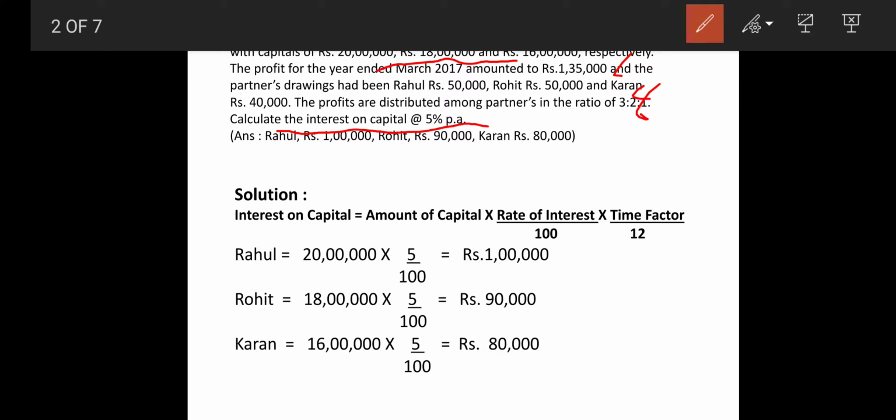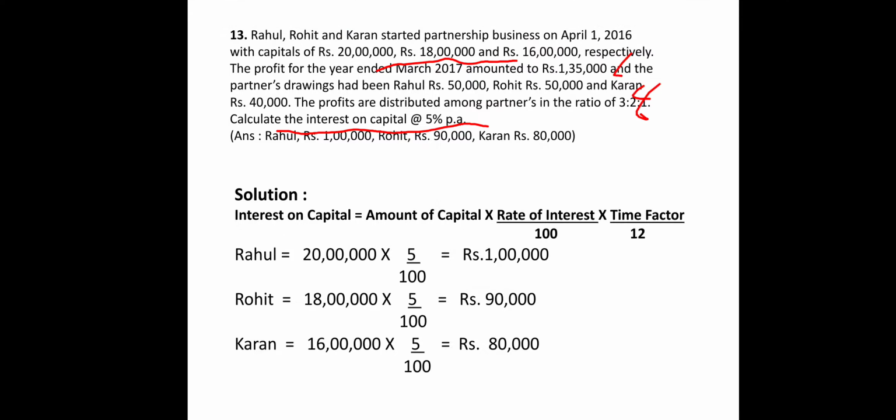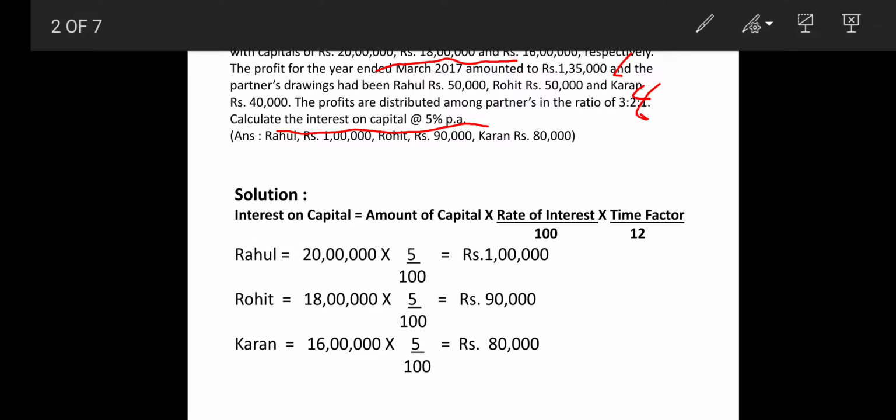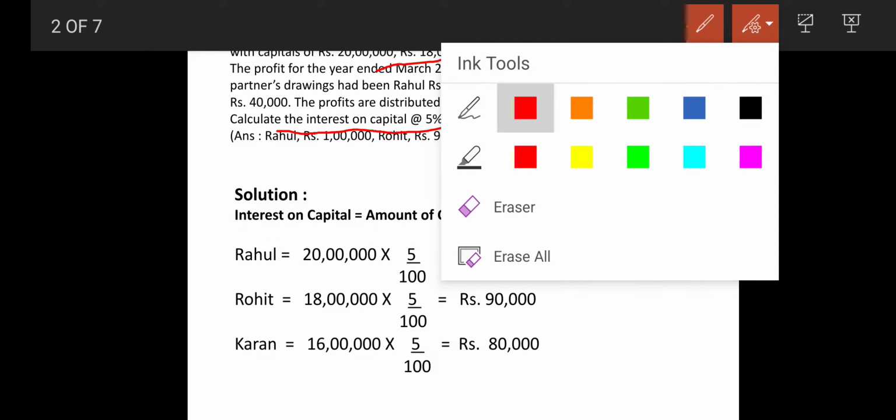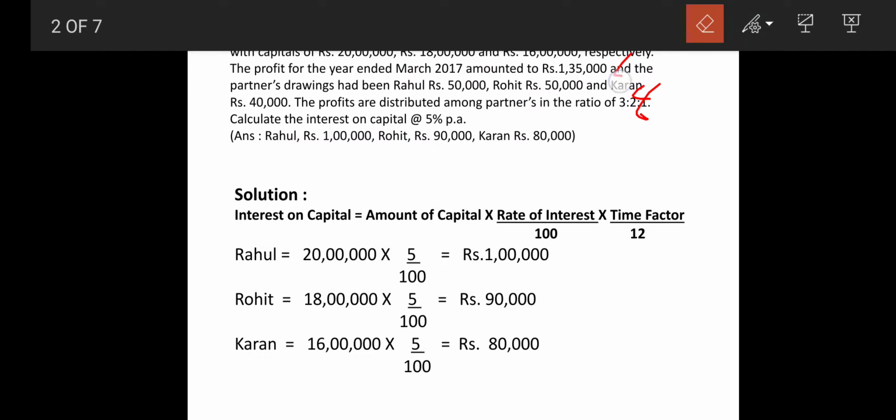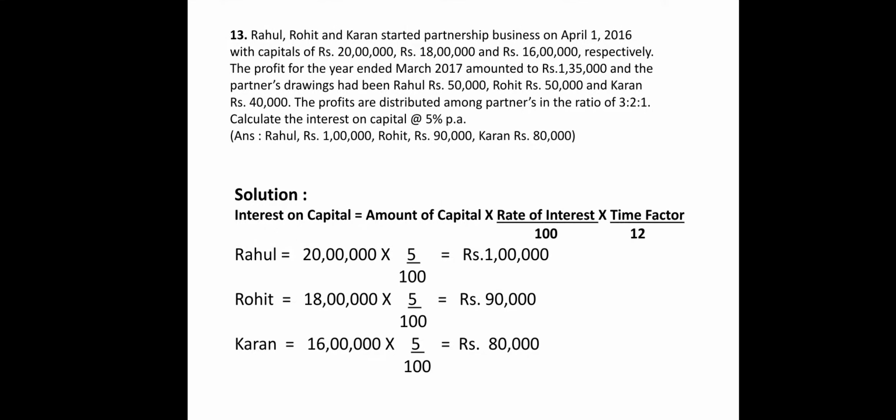When we are finding interest on capital, the very first thing you have to remember is that there should always be opening capital, because interest on capital is always calculated on the base of opening capital. So opening capital is 20 lakhs, 18 lakhs and 16 lakhs, and the rate of interest is given as 5% per annum, and they have been holding this capital from the starting of the month.